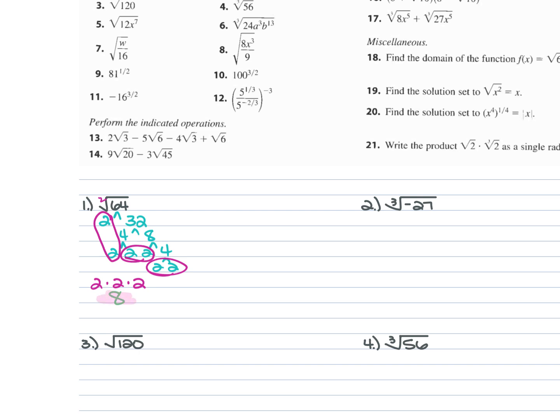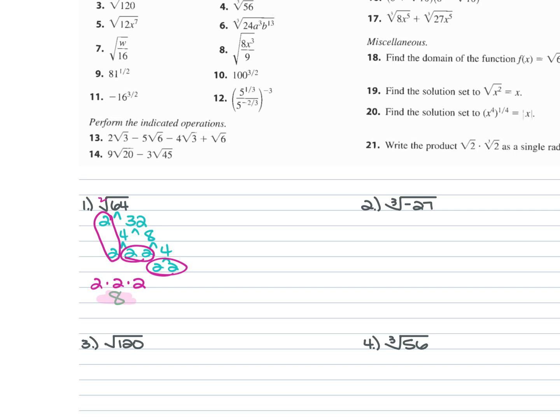So if you don't know off the top of your head, find the prime factorization of the number underneath the radical, and then group up based off of the index. If there isn't an index, it's understood that it's 2, so use that in order to group up the same amount or the same number of terms.